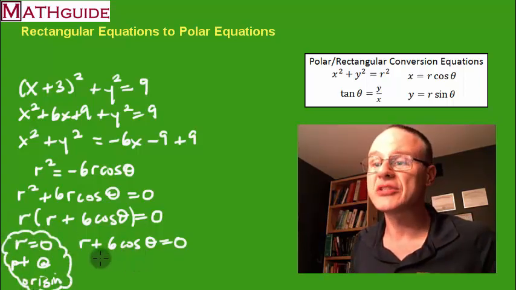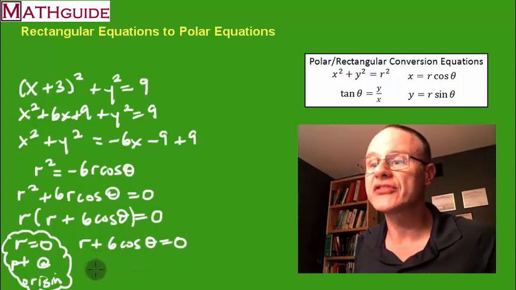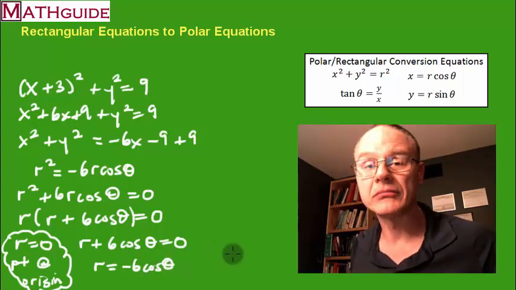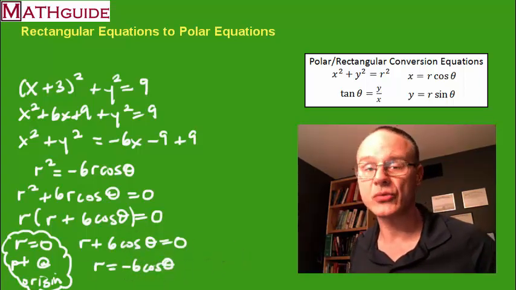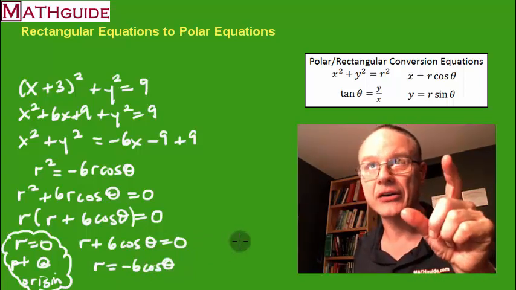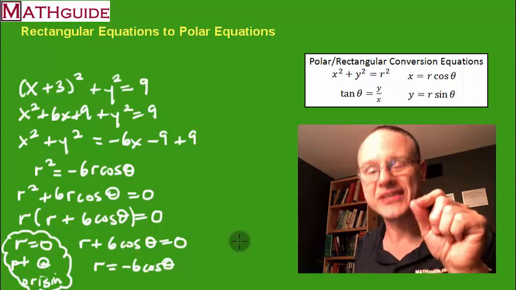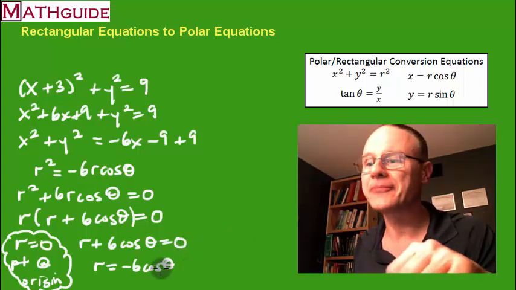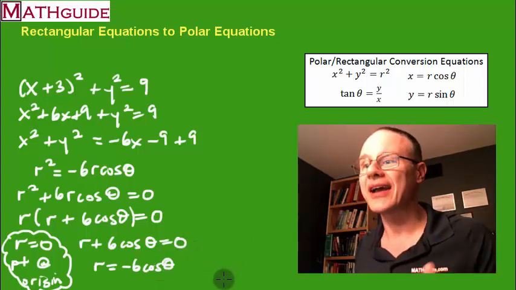All right, now let's move the 6 cosine theta back over to the other side for this equation. I'm going to get r equals -6 cosine of theta. And there you have it. If you were to plug this into a calculator, you would see that it is a circle that's centered at -3, 0 with a radius of 3. Kind of neat.